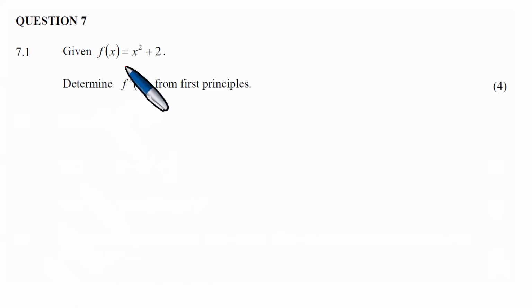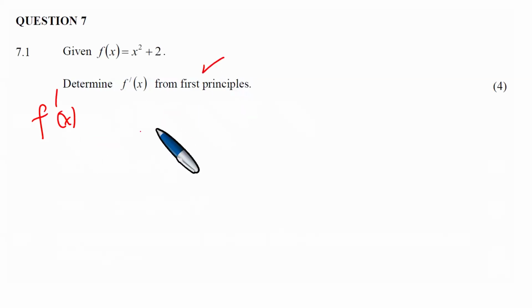Right, you've been given the quadratic function f of x equals x squared plus 2, and we need to determine f prime of x from first principles. To do this, we proceed as follows. We take this into account, and we then say that f prime of x.